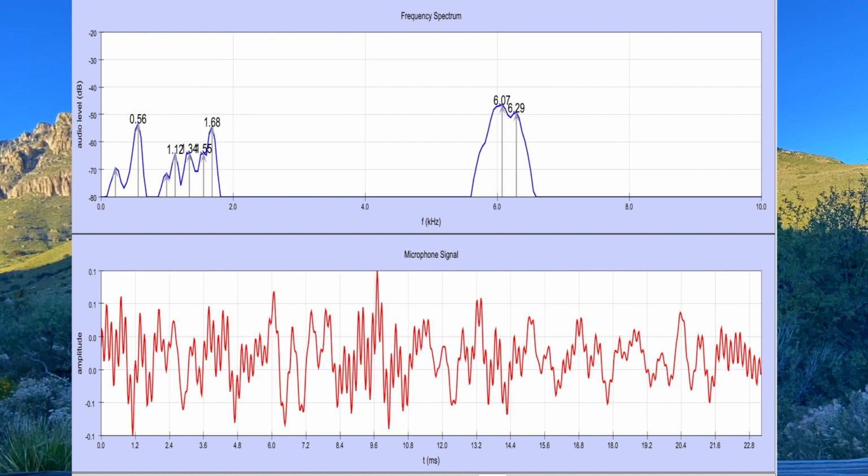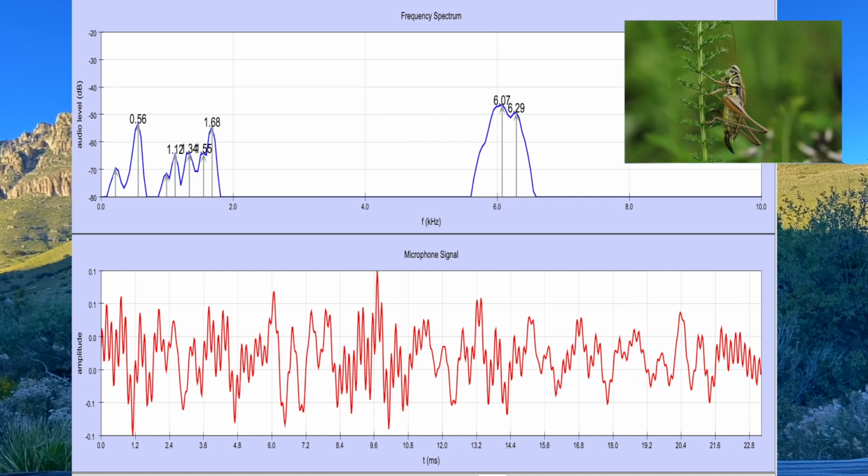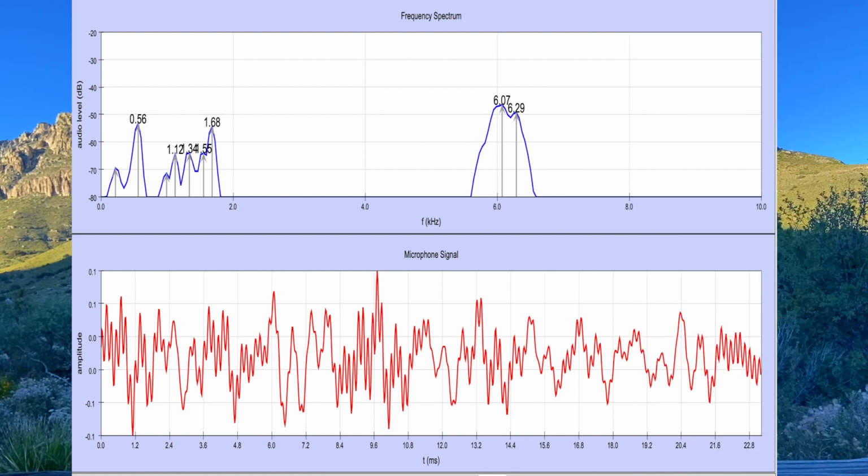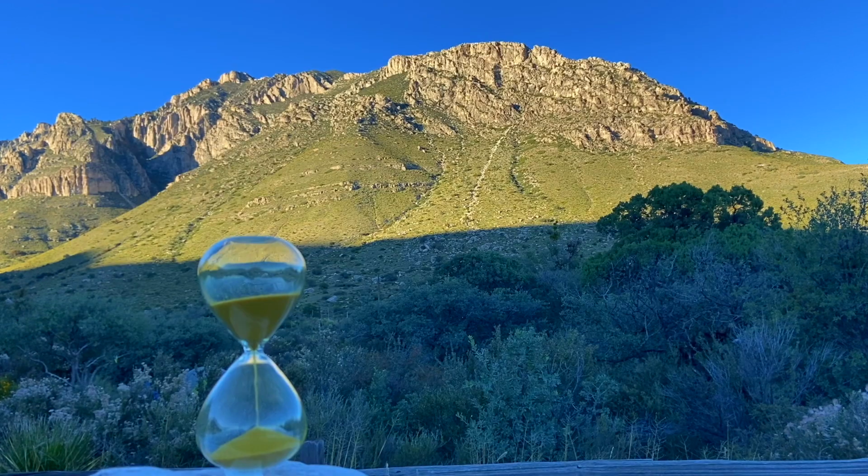Now these surely correspond to the animals we hear the most of, which are the crickets, the crow, and that barking dog. I'll play it back and let you figure out which animal is transmitting sound at which frequency range.